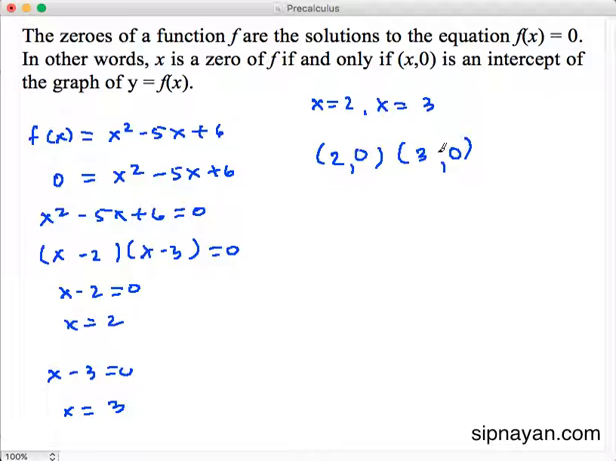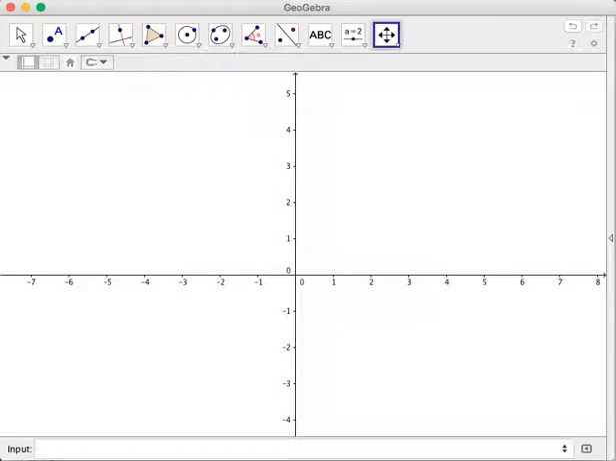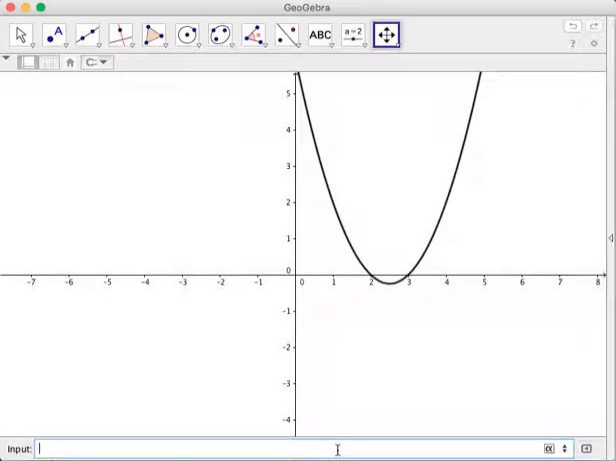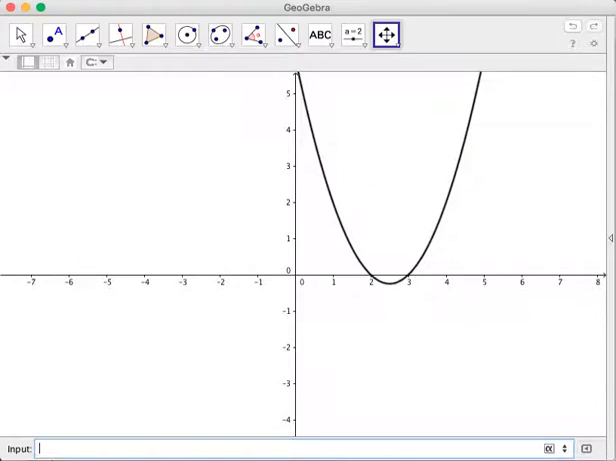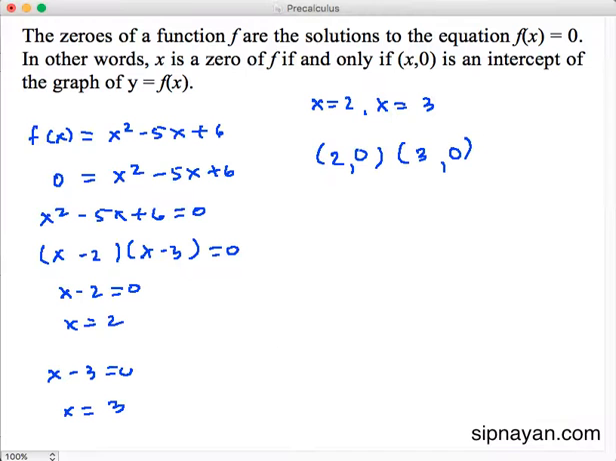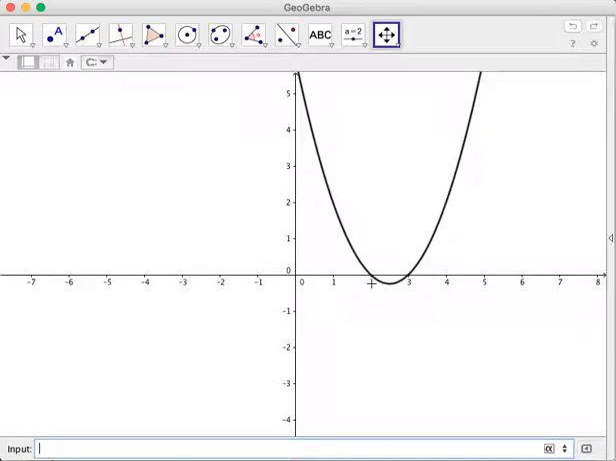Now, pwede nating tignan yan sa graph. Ano ba ibig sabihin nito? So, we have f of x equals x squared minus 5x plus 6. Yan yung graph natin. Now, ano ba ibig sabihin ng 2, 0 tsaka 3, 0? Ano nakikita nyo sa graph dito? 2, 0, tsaka 3, 0. Diba ito yun? So, ano sabi niya kanina? They are the intercepts. Now, graphically, intercept means the intersection of the x-axis and the graph.